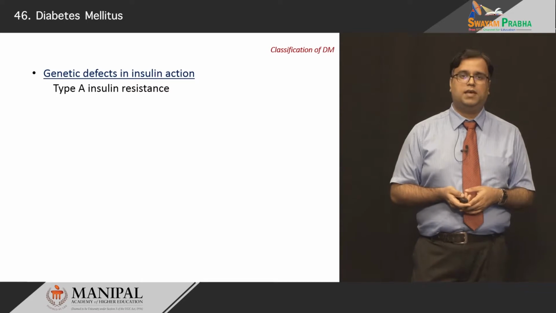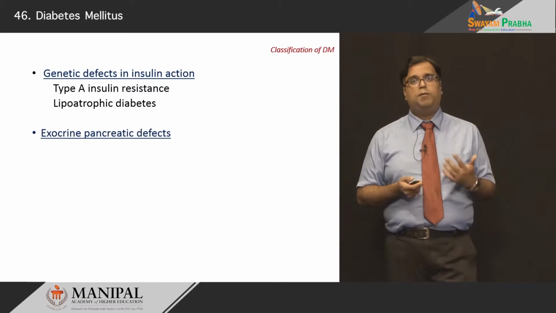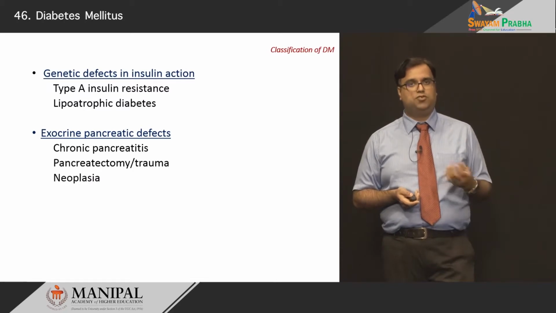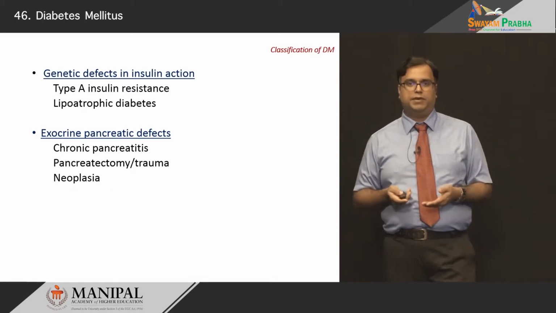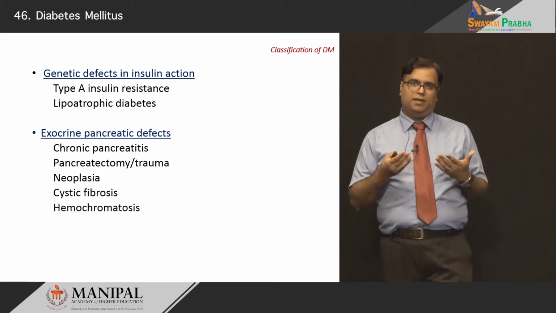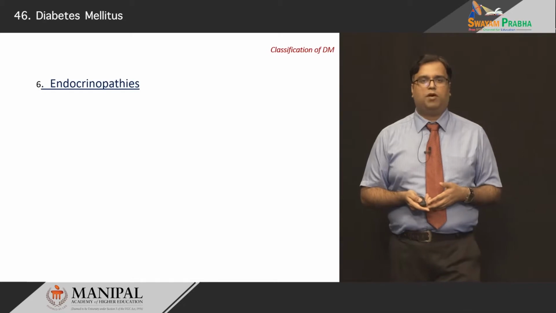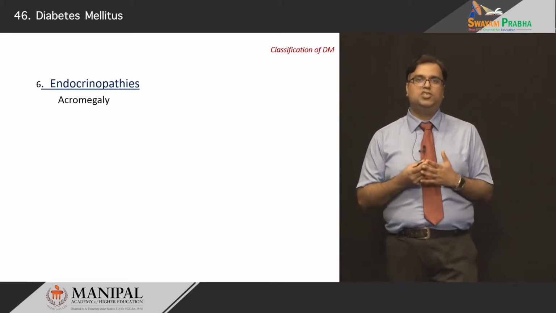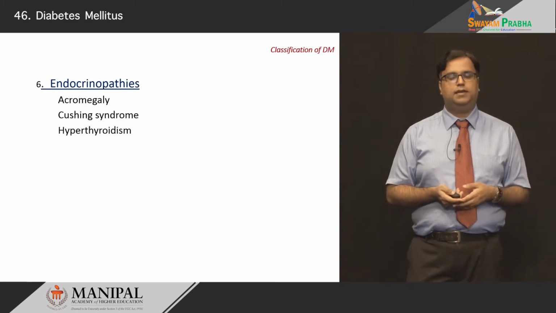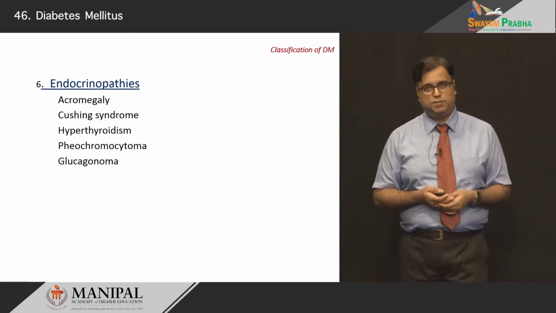There are certain genetic mutations such as type A insulin resistance, lipoatrophic diabetes, and problems of the exocrine pancreas such as chronic fibrosis or pancreatitis, any tumor, trauma, pancreas being resected for whatever reason, cystic fibrosis, hemochromatosis. All these disorders essentially destroy the microenvironment of your pancreas. So, certainly your islet cells will take a hit there. Or you may have endocrinopathies. We know that diabetes essentially is an endocrinopathy, and they are intrinsically linked to other disorders like Cushing's, acromegaly, hyperthyroidism, and so on and so forth. They may be associated with certain tumors such as a pheochromocytoma or even a glucagonoma.